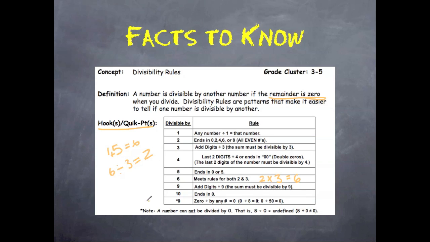So one thing to note is that for the number 0, a number cannot be divided by 0. So that means if we divide a number by 0, our answer is going to be undefined. Like this example, 8 divided by 0 is equal to undefined. It's not the case that 8 divided by 0 is equal to 0.